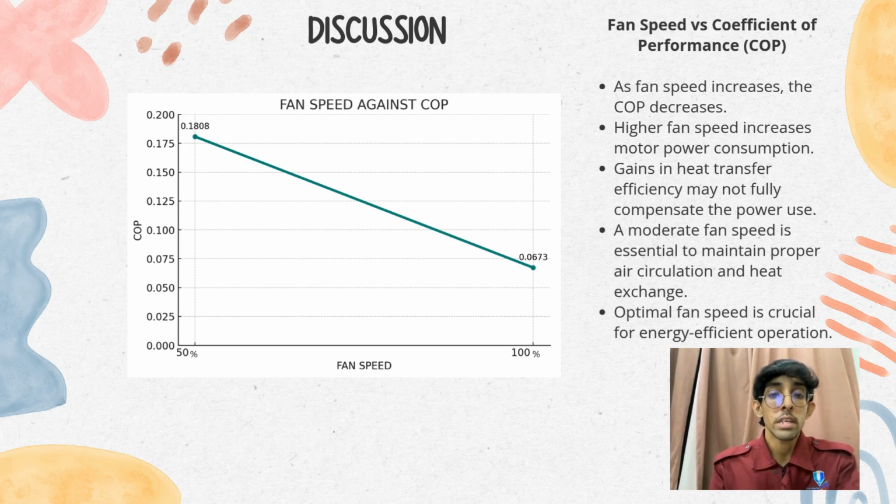However, reducing the fan speed too much can also impair heat exchange. Therefore, it is important to strike a balance using an optimal fan speed that maintains the effective airflow while minimizing the energy consumption to achieve the best system performance.